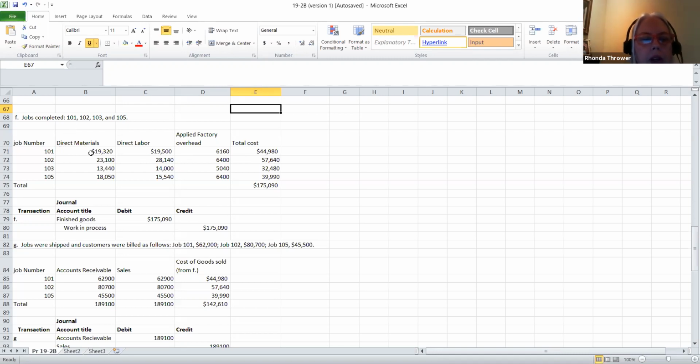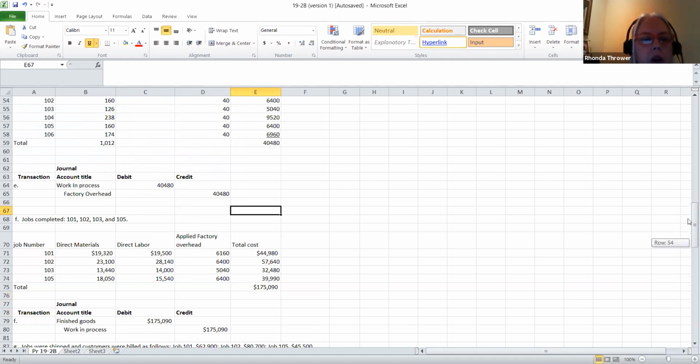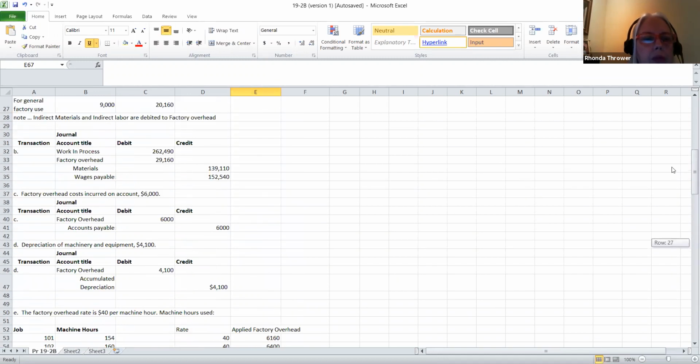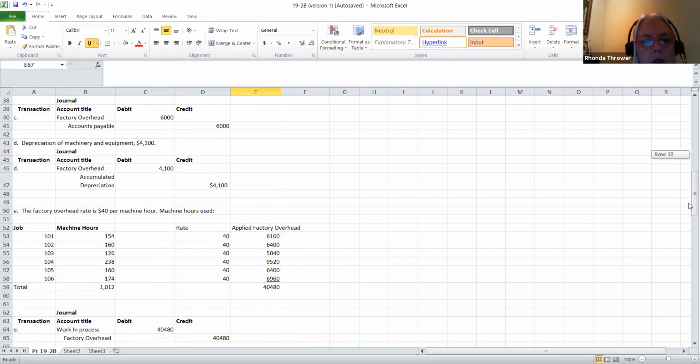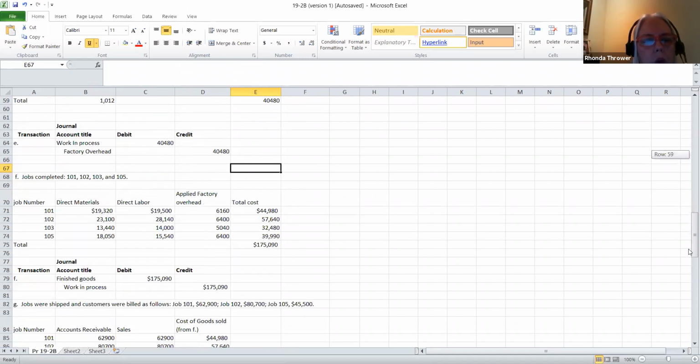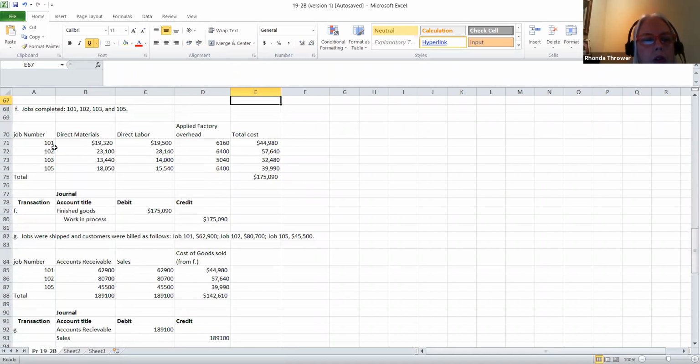So for job number 101, I picked up the direct materials that was given from transaction A. So we'll scroll back up here for just a minute to show you where the direct materials for job number 101 came from. They also gave us the direct labor. So in our job cost sheets, we're going to record our direct materials and our direct labor for job number 101.